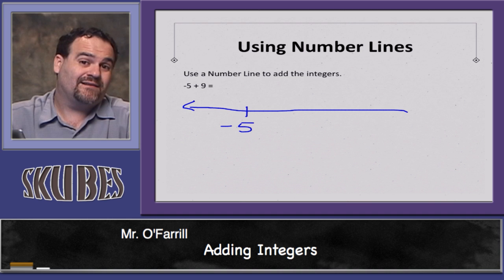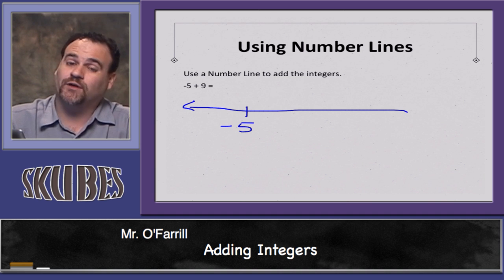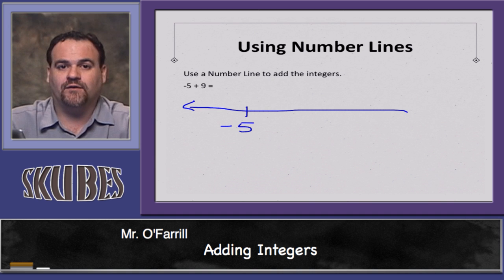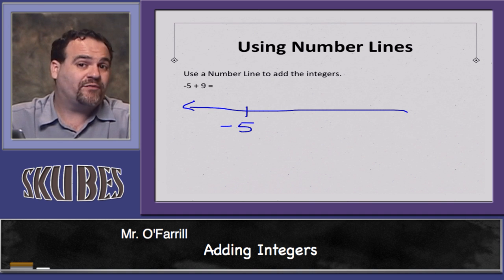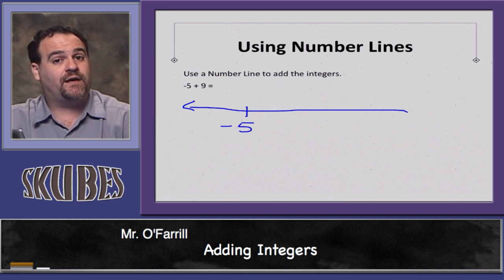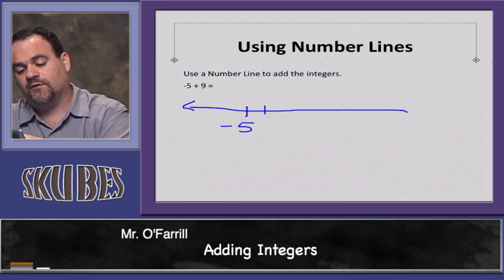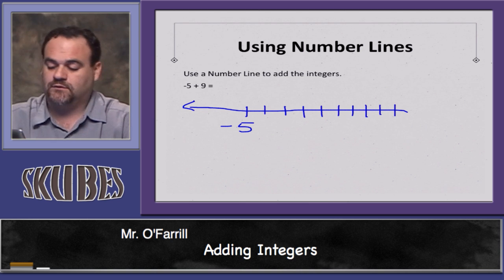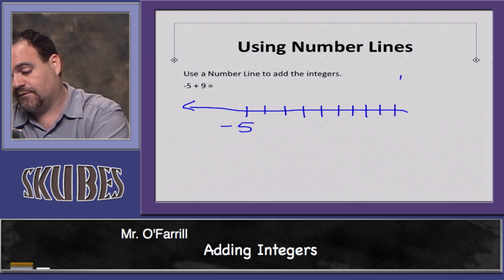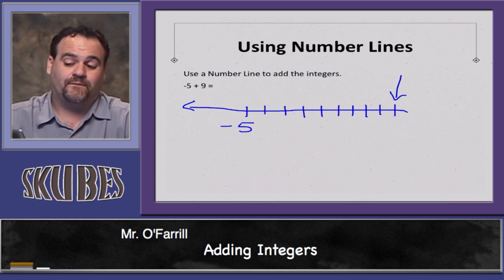And then we're going to add 9. And just like when you were learning about how to add whole numbers or natural numbers together, we can do this addition by hops. We're going to hop to the right because we're adding a positive number 9 times. 1, 2, 3, 4, 5, 6, 7, 8, 9. So right here is where the answer is going to be. But what number is that?